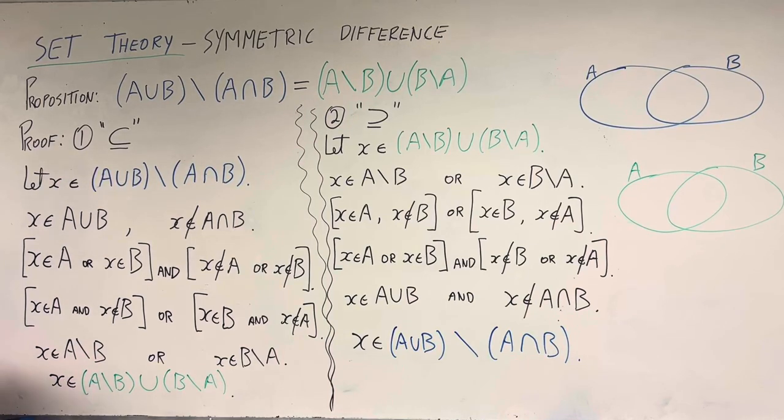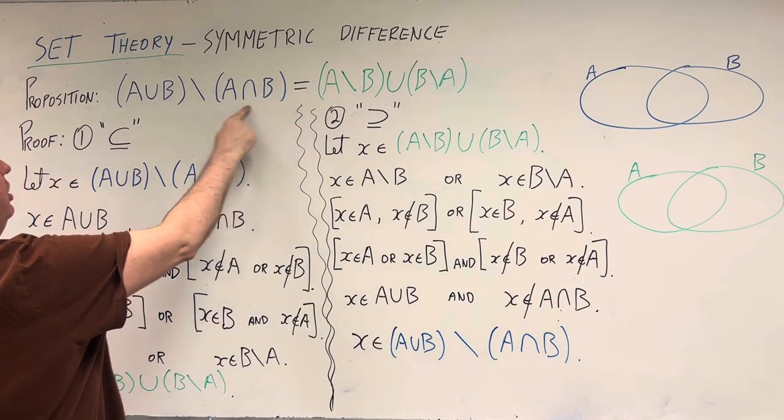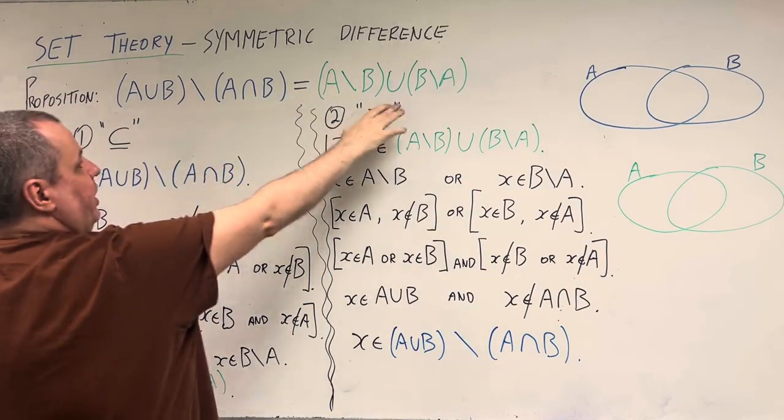Hello, let's talk about symmetric difference of two sets. So suppose we have two sets A and B. Let's describe what is the symmetric difference between them. We can say the symmetric difference is this expression here in blue or in green, right?